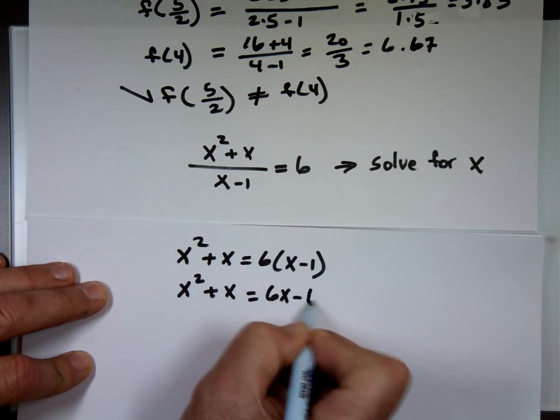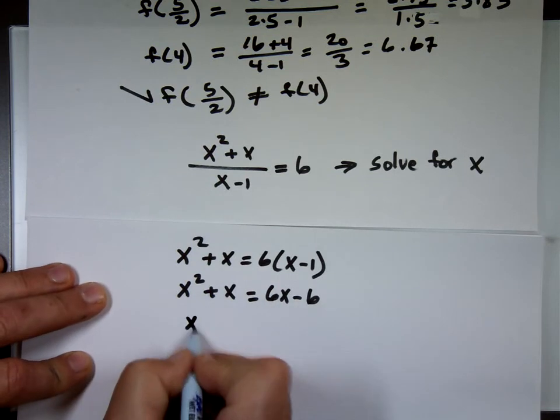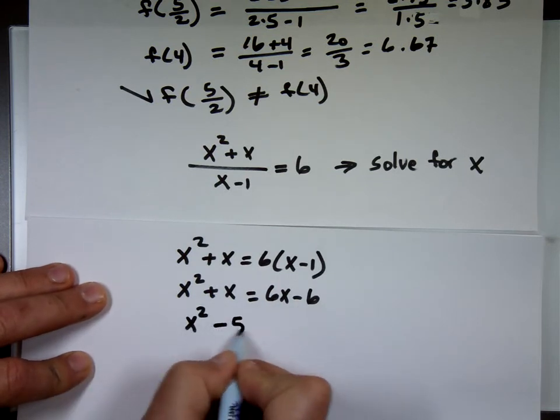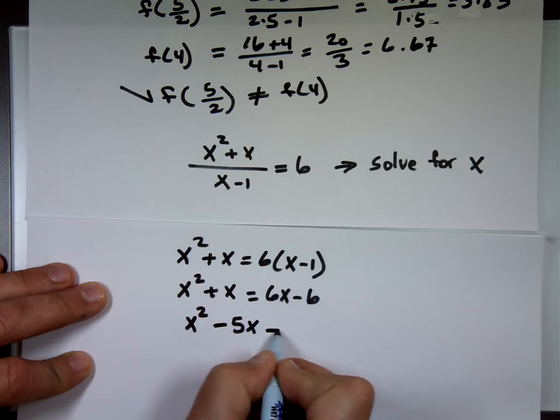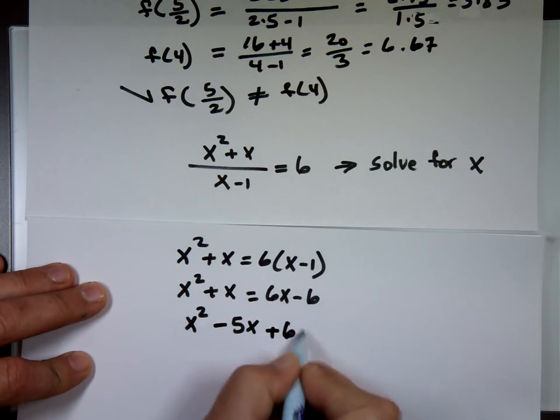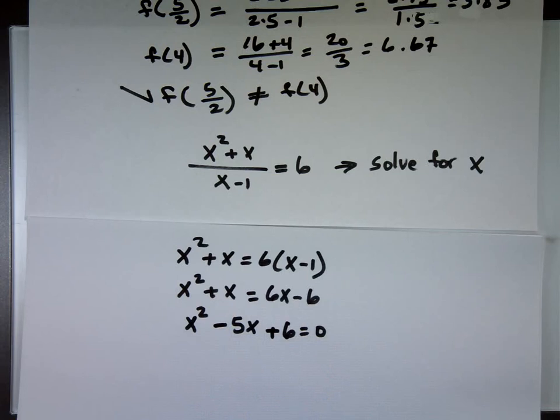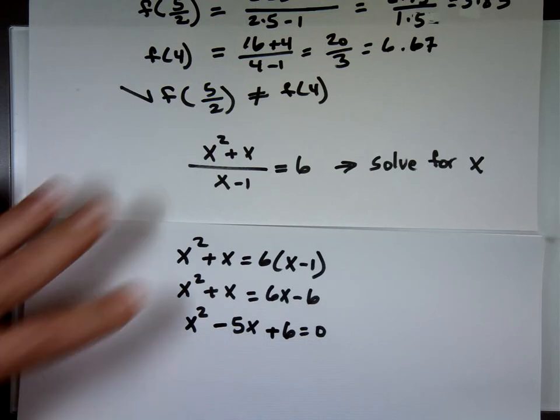Bring everything to one side. x squared minus 5x plus 6. I think the software likes me. I'm getting all these good numbers.